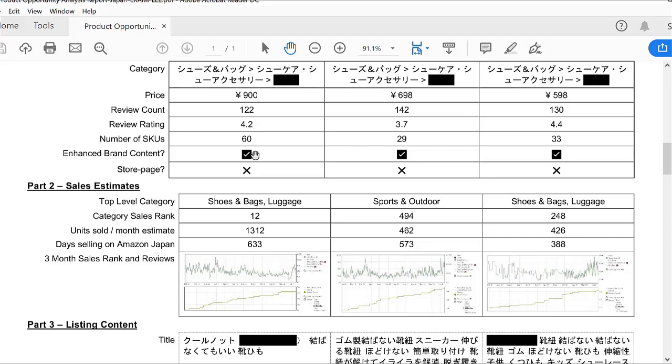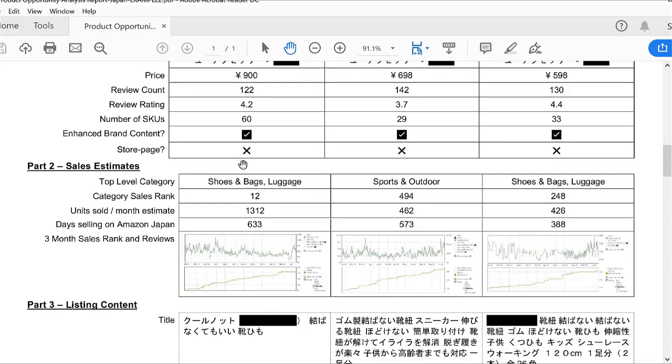Then we look to see if it's got enhanced brand content. So it gets a tick if it has, cross if it does not. Then we have a look to see if it's got a store page. So again, you can judge the quality of the listing of the competitors. So if this didn't have enhanced brand content, it doesn't have a store page, you know straight away when you launch, you can stand out by adding these features.